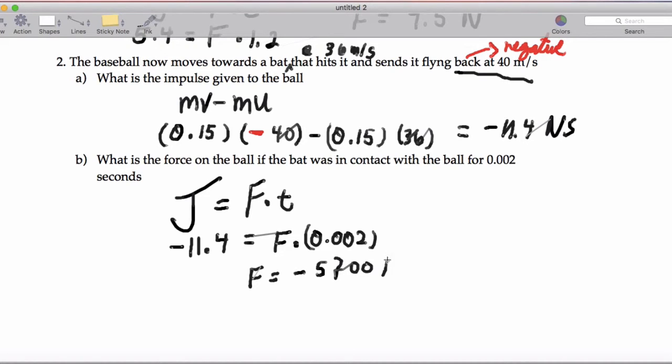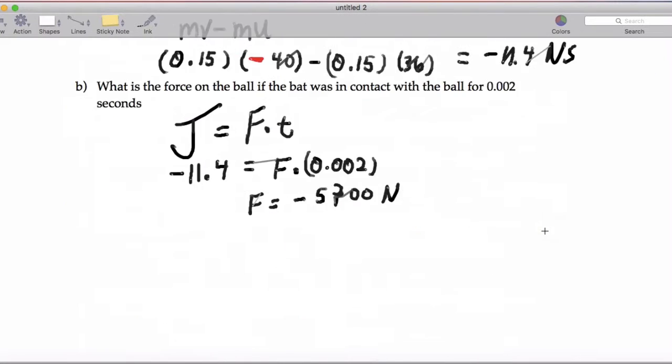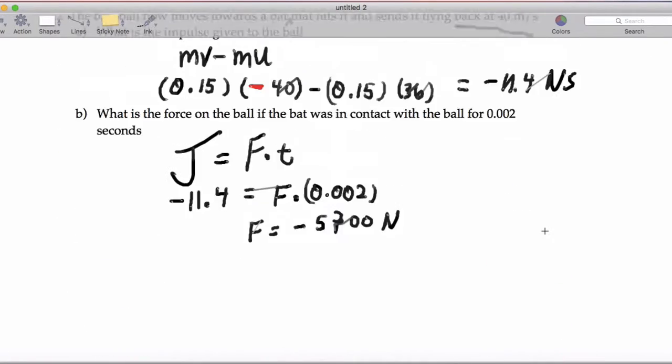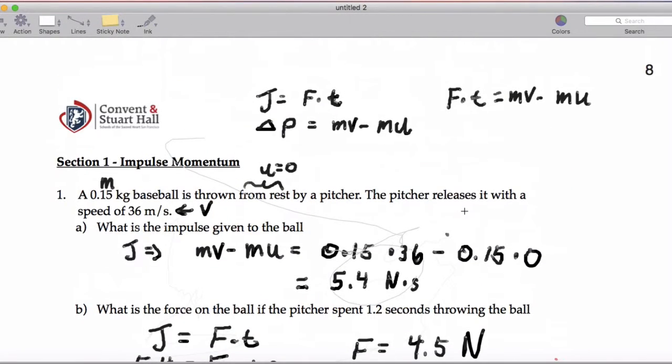That's actually quite reasonable for a baseball. That is a couple of tons of force, which actually is realistic force for a bat to be hitting a baseball with. So that is the first page. We're going to move into some multiple choice in the next page, and then from there we'll move into energy.